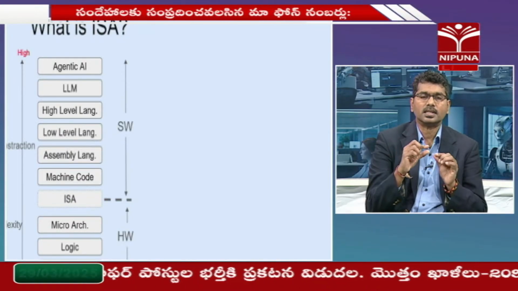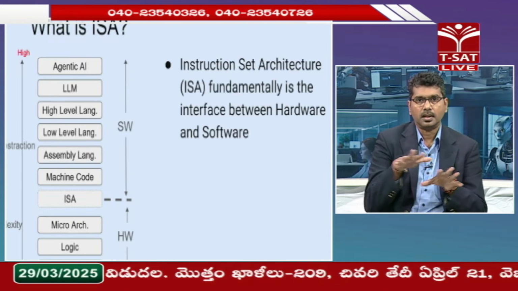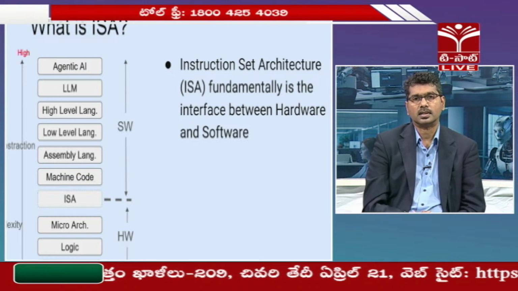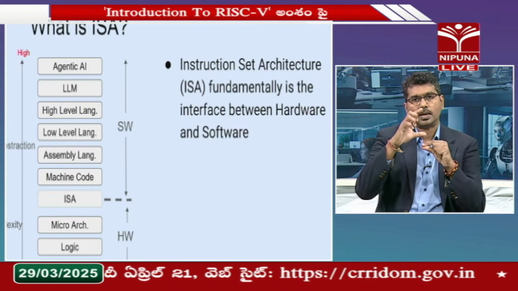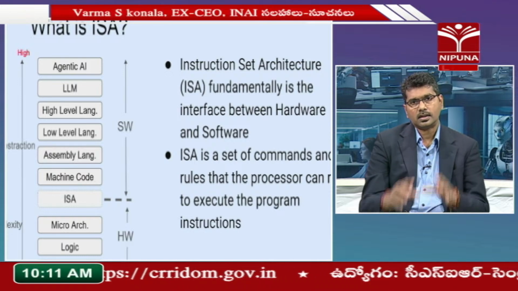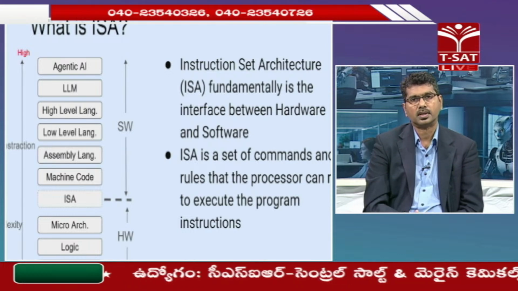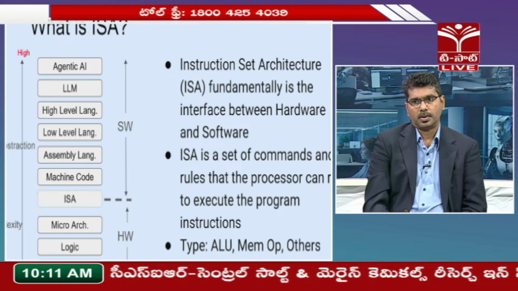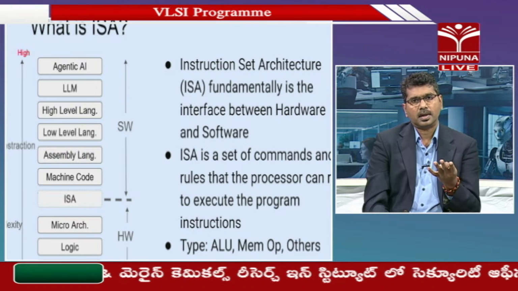Whatever you do at the top, whatever programs you write at any level, ultimately all of that gets reduced to a set of instructions that needs to be executed in the chip. So that's what the instruction set architecture is. It's fundamentally an interface between the bottom hardware and all the top level software. It's essentially a set of commands that tells the processor what operations to run, and how to run those operations. So it's operations like add, subtract, divide, multiply.